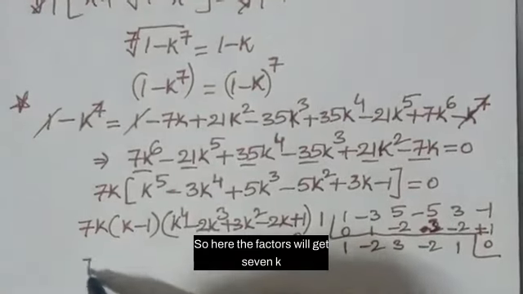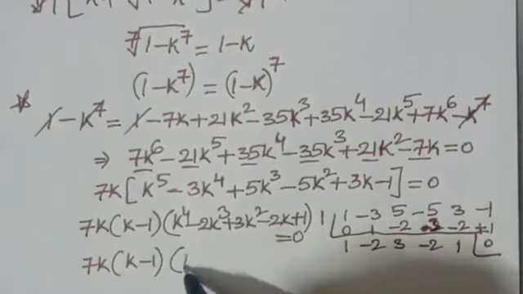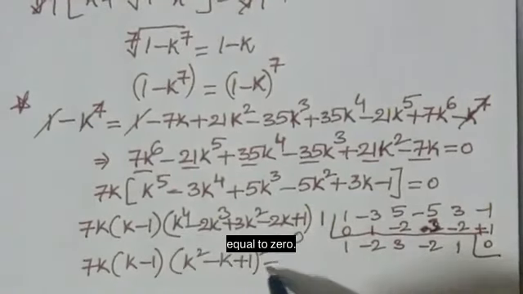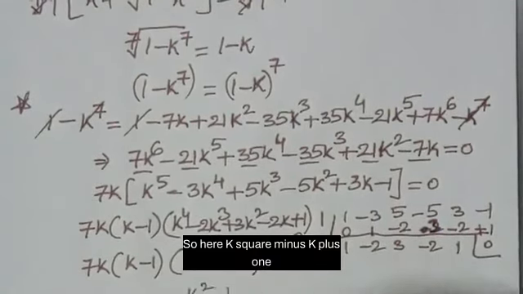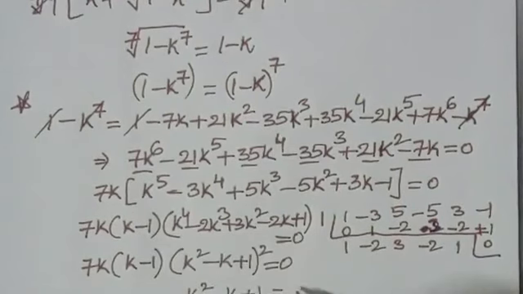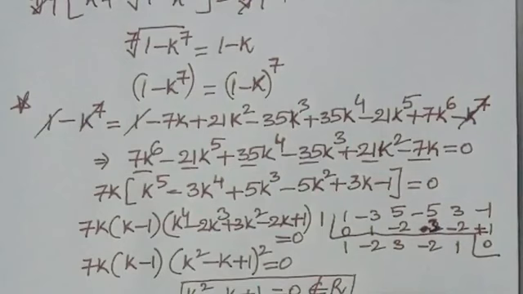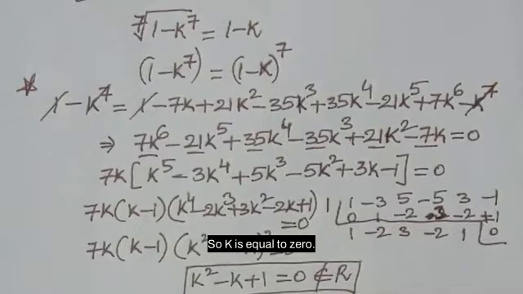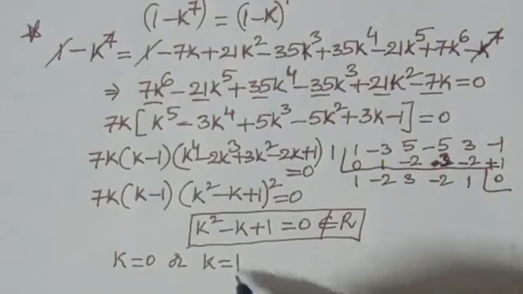So here the factors will be 7k and k minus 1. This can be written as (k squared minus k plus 1) whole squared equal to 0. So k squared minus k plus 1 equal to 0 does not have real roots. The roots are not real here. So k is equal to 0 or k is equal to 1.